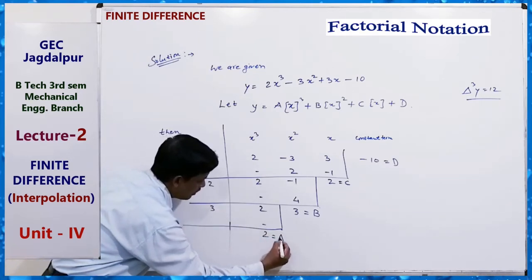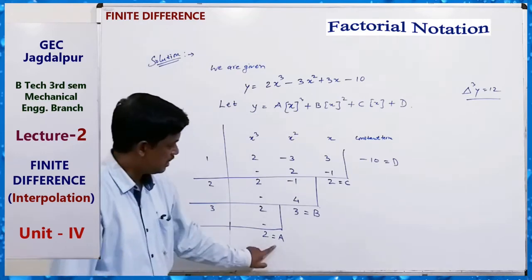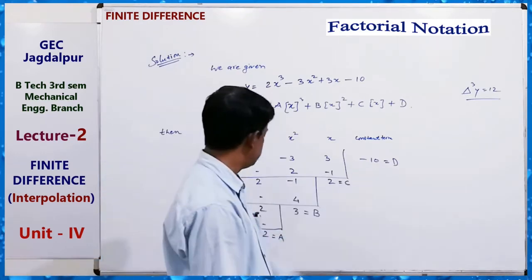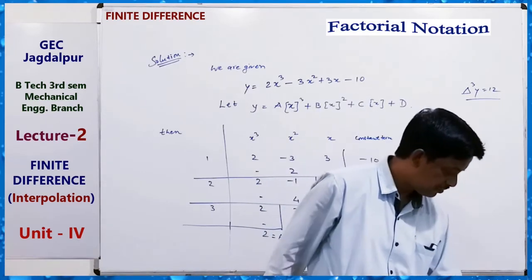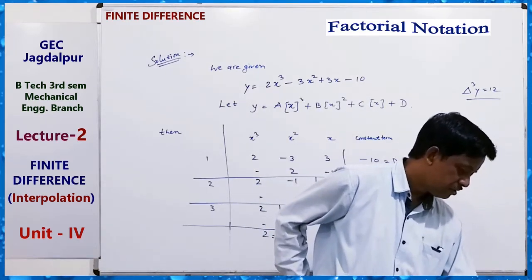Just carry over this. This is a, this is b, this is c, this is d. 2, 3, 2, minus 10. Okay. 2, 3, 2, minus 10.